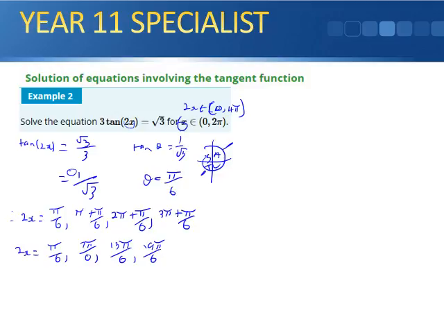And then we divide everything by 2 because we want x equals. And we get pi on 12, 7 pi on 12. Remember that was a 6. 13 pi on 12 and 19 pi on 12.